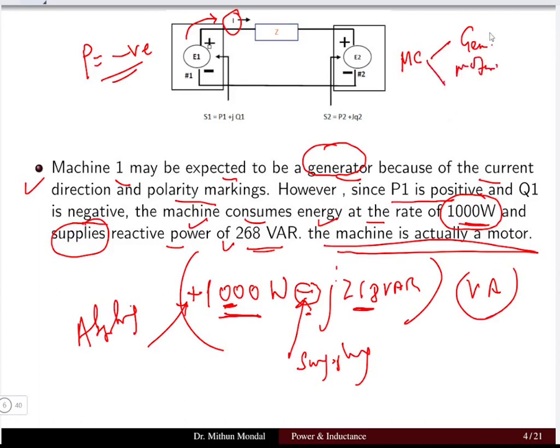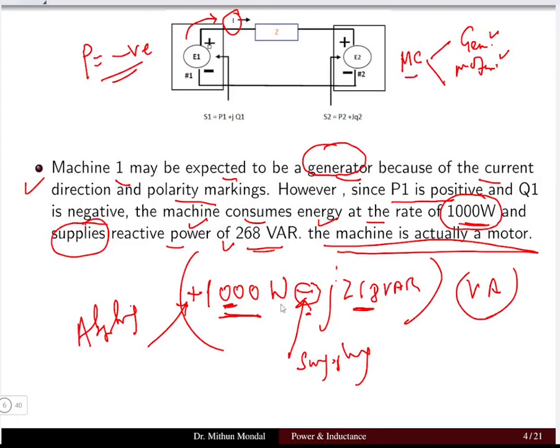what is the difference between a generator and a motor? The electrical energy is converted to mechanical energy, or the mechanical energy is converted to electrical energy. That can be the reverse process taking place in the machine. But in both ways, we have to understand whether the machine is operating as a generator or as a motor.